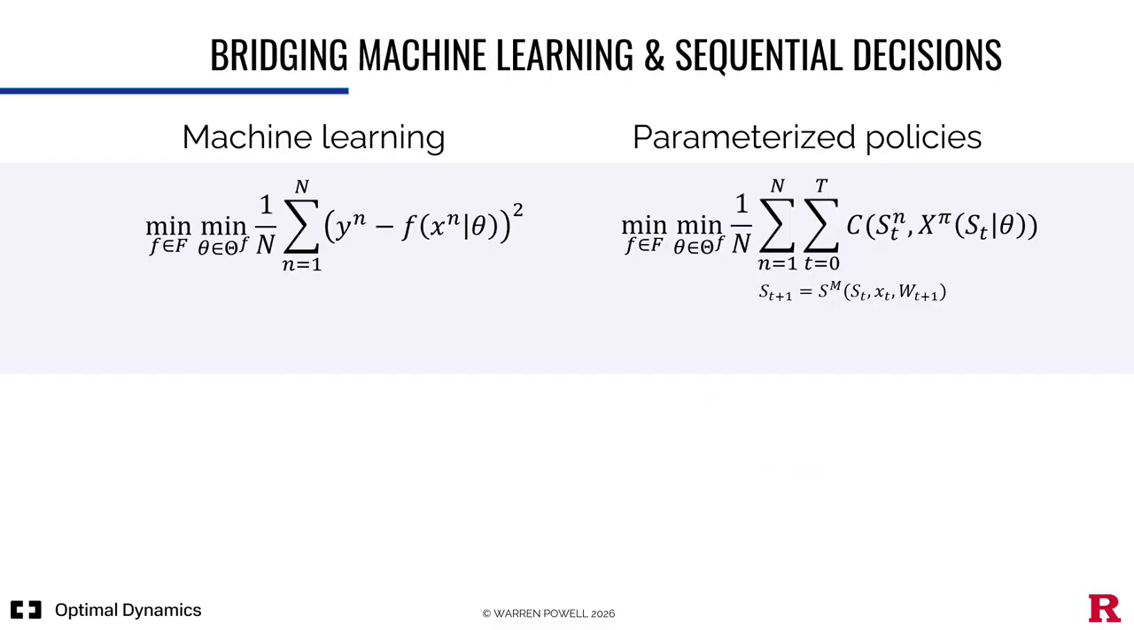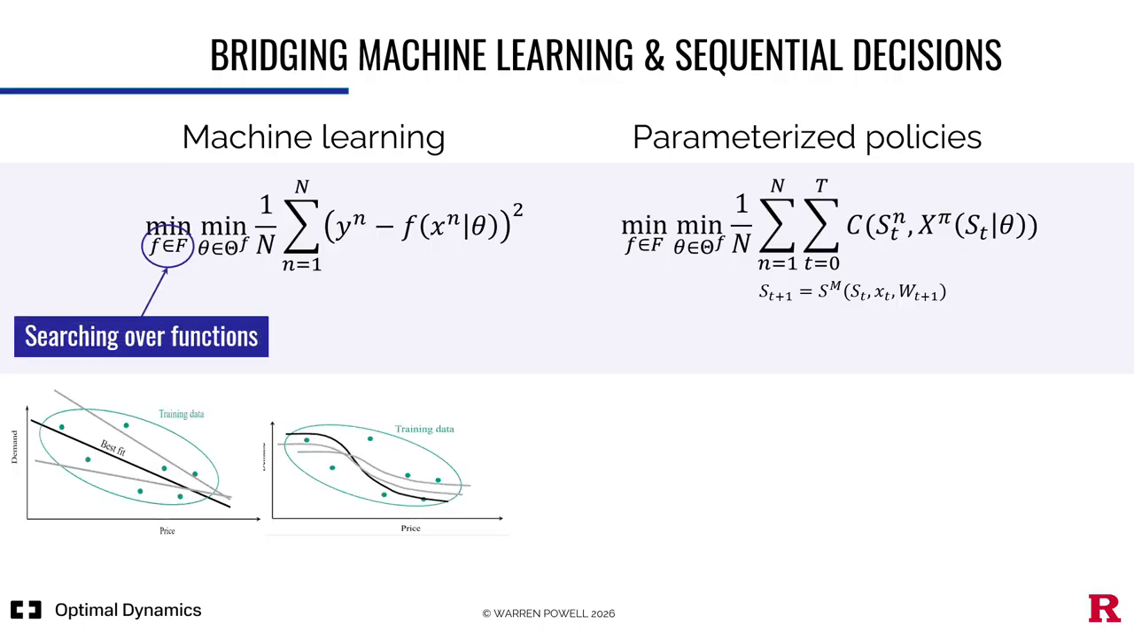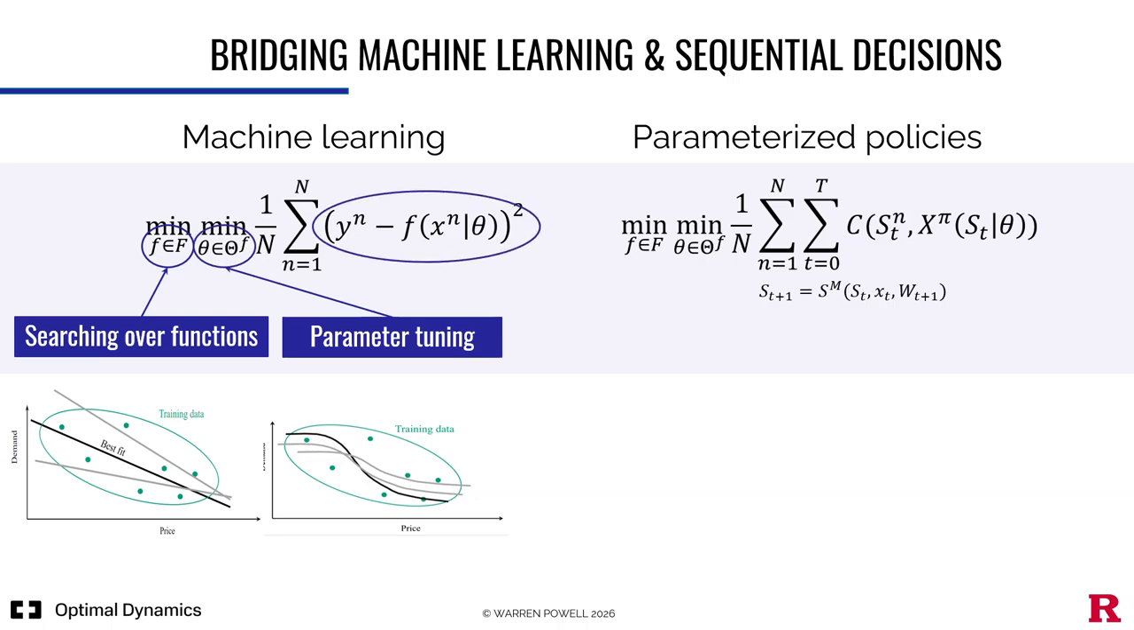Now, let's take a comparison of machine learning versus working with these parameterized policies. So in machine learning, I'm trying to find the best function. Here are two functions, a linear line and an S-curve. Now, finding the best function, the parameter tuning, that's usually done by an algorithm. And there's a metric, which is I want to minimize the sum of the squared errors between the training observations, the y, and whatever function I've chosen. So all of machine learning has some metric that measures how well I'm matching the training data set.